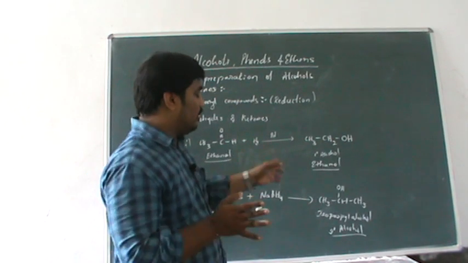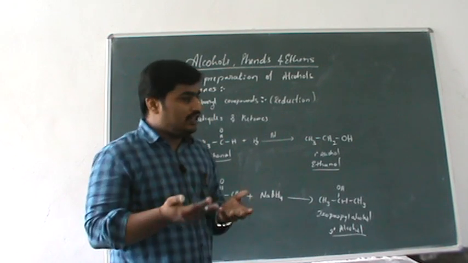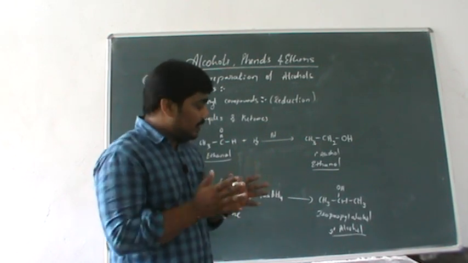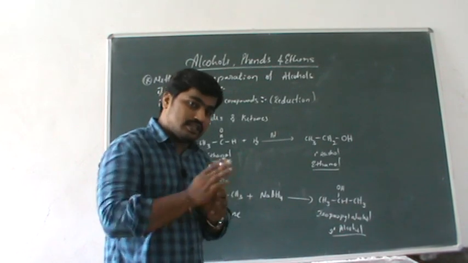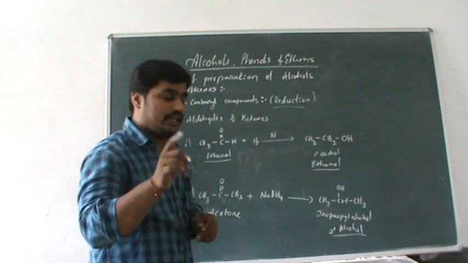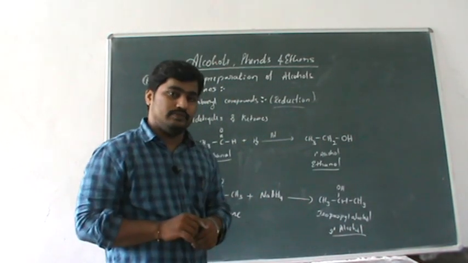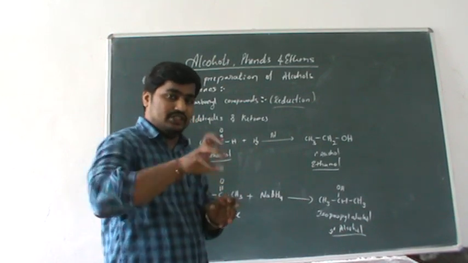Prepare isopropyl alcohol. Isopropyl alcohol is a secondary alcohol. Then how to prepare secondary alcohol? There is one method. When ketones are subjected to reduction, very important, it is subjected to reduction, then it gives secondary alcohol. Yes, this thing should be flashed in your mind.